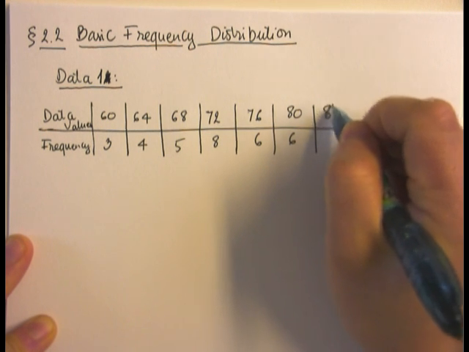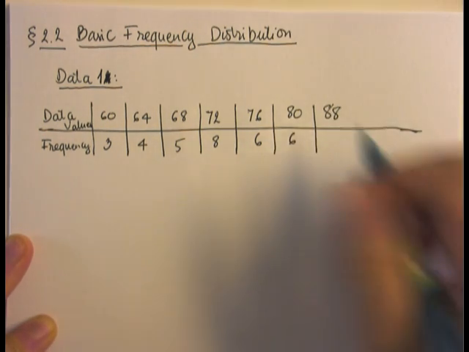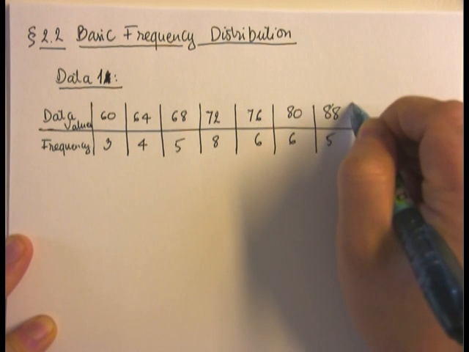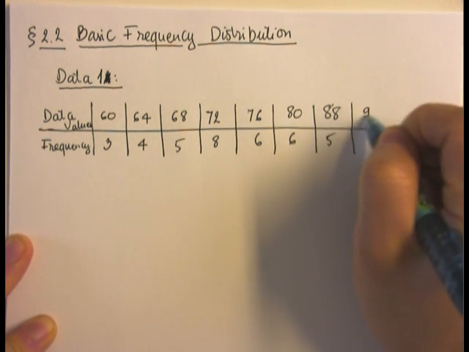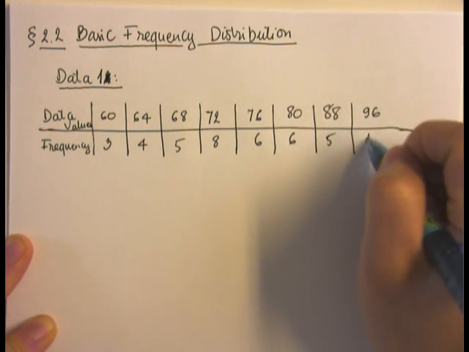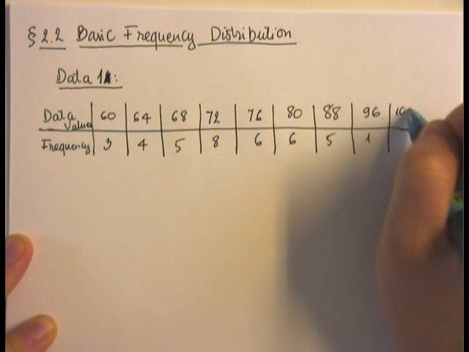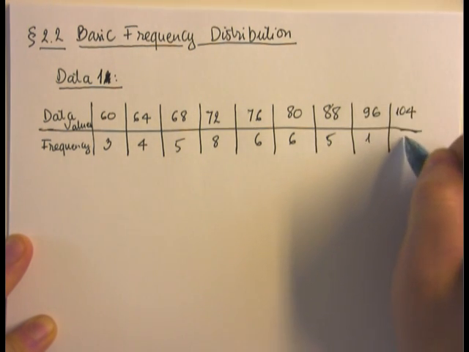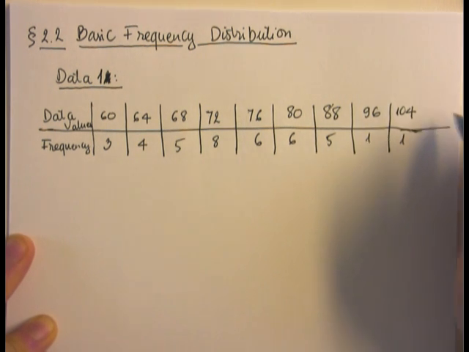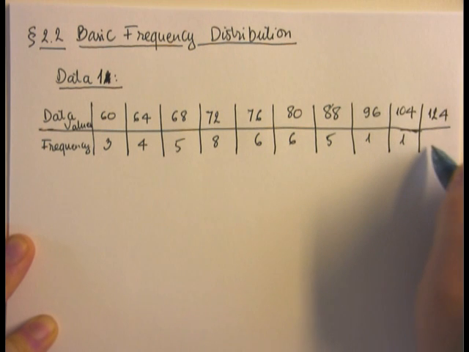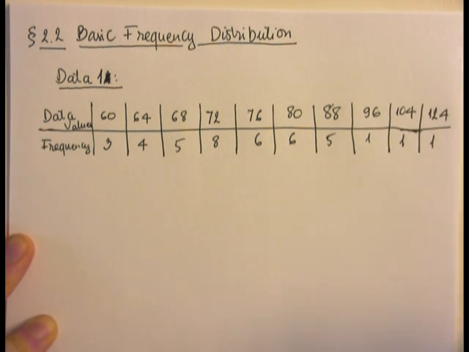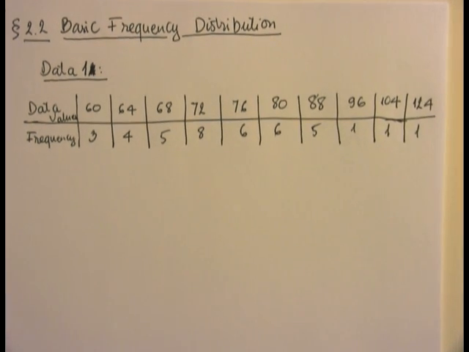I see there's 88 on the list, and there are 5. There's 96. There's only 1. There's 104. There's only 1 again, and there is 124, and there is 1 of them. And that's it. That's how we build a basic frequency distribution table, represented as a table.